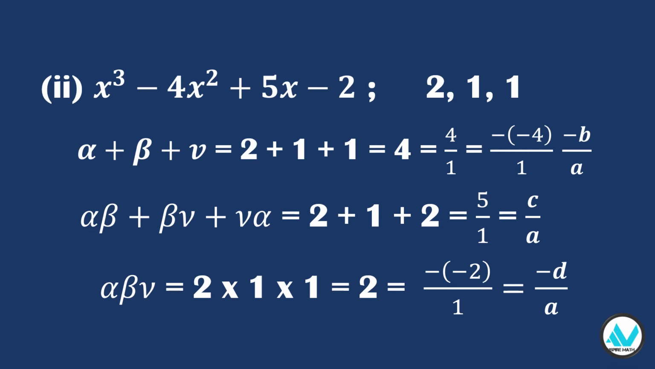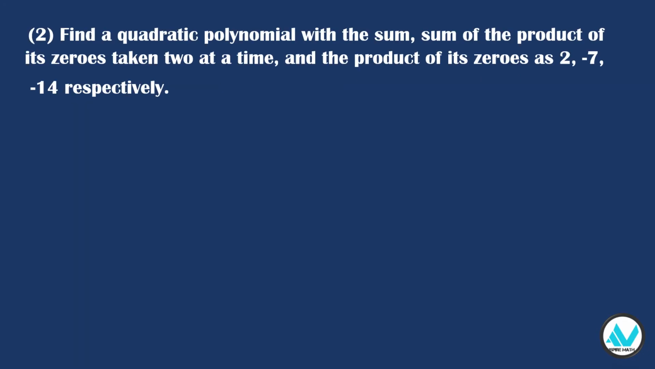Therefore, the relationship between the zeros and the coefficients is verified in both these sums. If you see the second sum in the optional exercise, it is nothing but the converse of the first. Here the sum of the zeros, the sum of the zeros taken two at a time and the product of the zeros are given. We are supposed to frame the cubic polynomial. Now here the sum is given to be 2, sum of the zeros taken two at a time is given to be -7, and product of its zeros is given to be -14. Now based on this condition, let us start the sum.